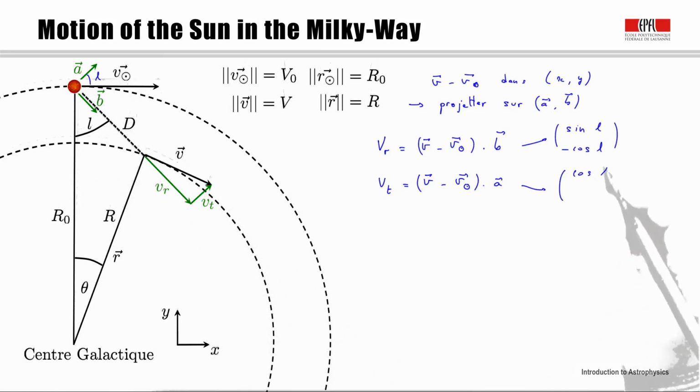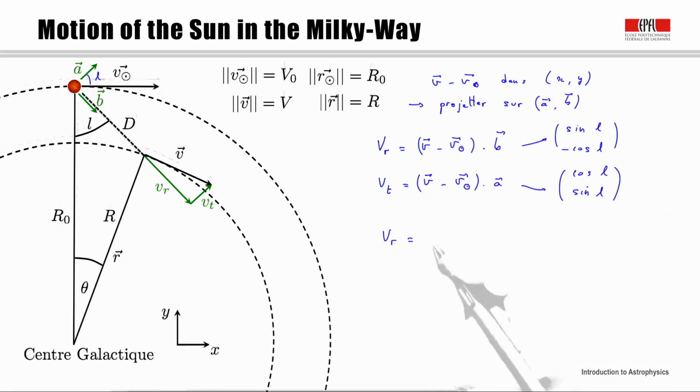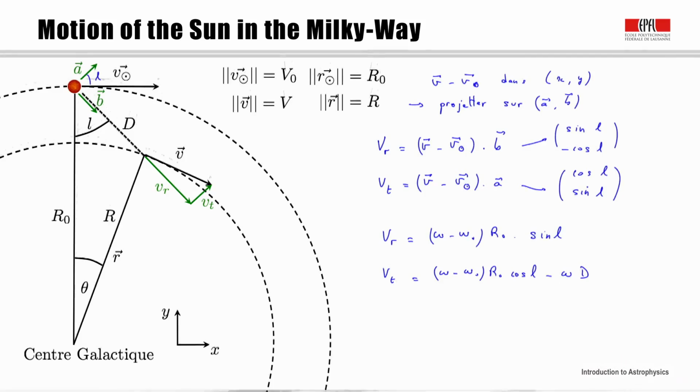And so the components are equal to cosine l and sine l. Calculating the scalar product, one finds the radial velocity Vr equals Ω0 r0 sine l, and for the tangential velocity, Vt equals Ω0 r0 cosine l minus Ωd.